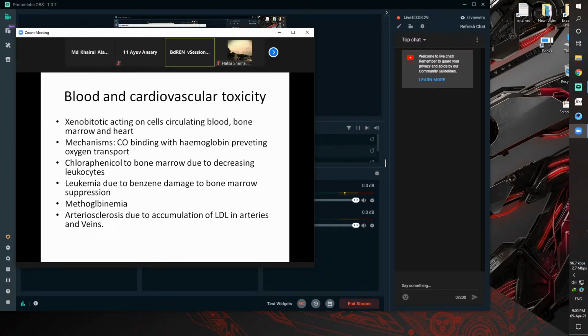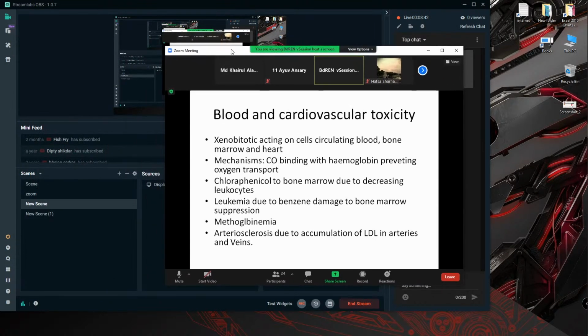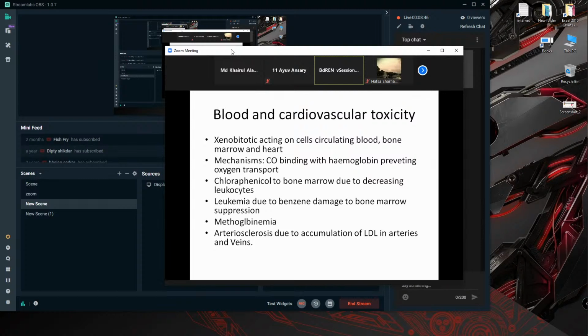Normally hemoglobin binds with oxygen, takes the oxygen from the lung to the tissue, and brings the carbon dioxide from the tissue back to the lung. This is the blood circulatory system and this is their job. But if our blood is toxic, hemoglobin will not bind oxygen from the lung and will not bring it to the tissue.